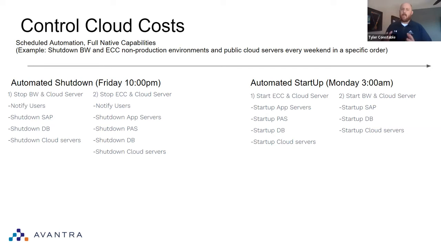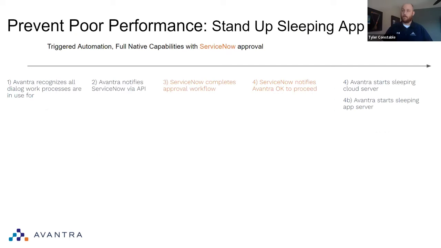The nice thing about this is, if you think about it, this could be up to 2/3 of your systems, right? So your development, quality, maybe even your pre-prod if you're running that, but not your production. Production's probably still going to be up. So let's say 2/3 of your systems can be shut down for 2 out of 7 days of the week. Depending on how your costs are with Google Cloud, this can significantly help with your cloud costs. We can even go in a specific order, bringing down ECC first, or perhaps BW first, and then ECC, and so forth.